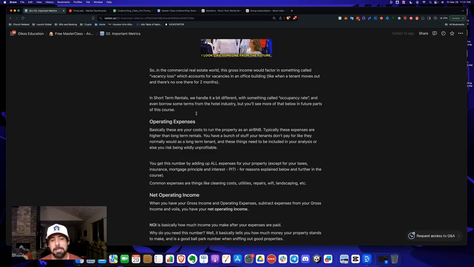Operating expenses is the next thing we need to define. OPEX is basically the cost to run the property as an Airbnb. These are any expenses that you have to incur. These are generally more than what you're going to spend on a long-term rental, because long-term tenants usually pay for their Wi-Fi and their utilities. That's a part of being a long-term tenant. For short-term, they are not expected to pay that. And so you have to run those as operational expenses that are going to be deducted from your gross income at some point.